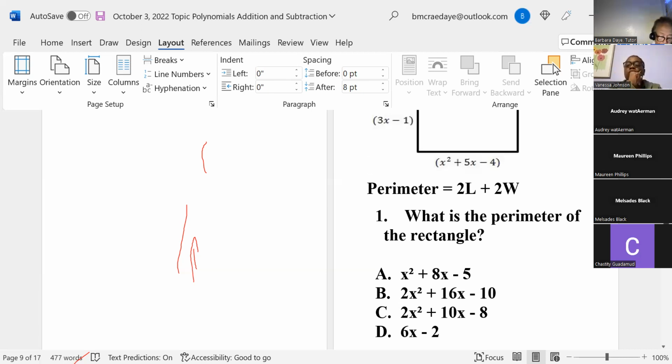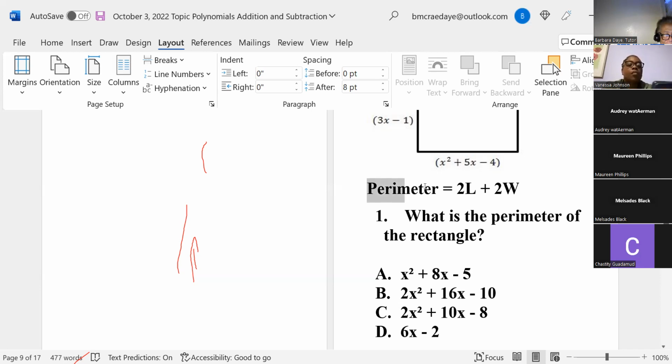I get C for my answer. That could be wrong. Yes, Maureen, you could be wrong. Check your math, Maureen. You're getting there, but you made a little mistake somewhere. My answer is B, Miss Barbara. All right, Audrey got the prize. Answer B. Audrey, you want to tell Maureen how you got B?